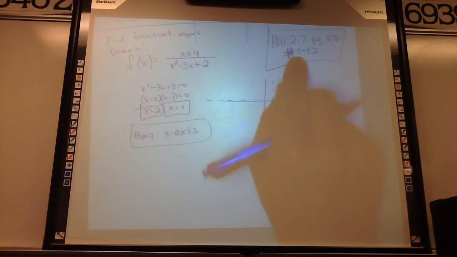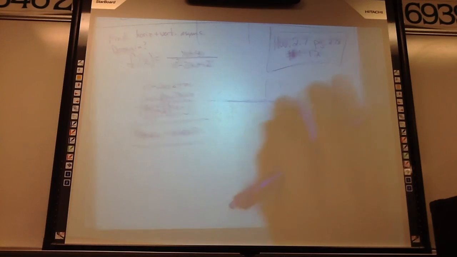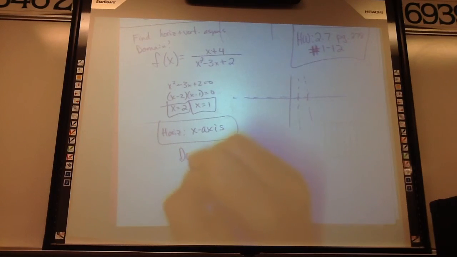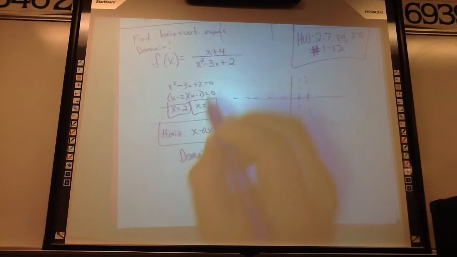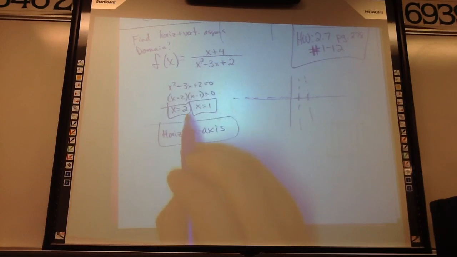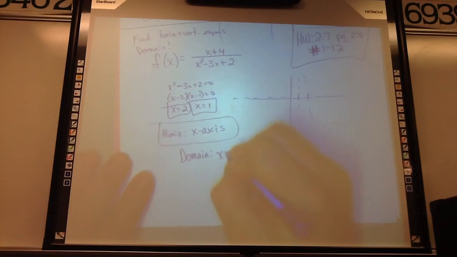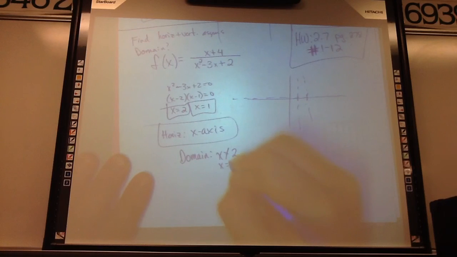For now, is the domain all real numbers? No, it's not all real numbers. It's x squared on the bottom, but your vertical asymptotes are excluded from your domain. So x cannot equal 2 and x cannot equal 1. That's it.